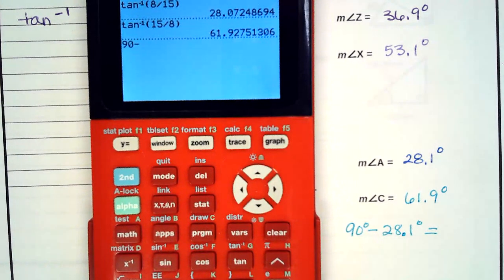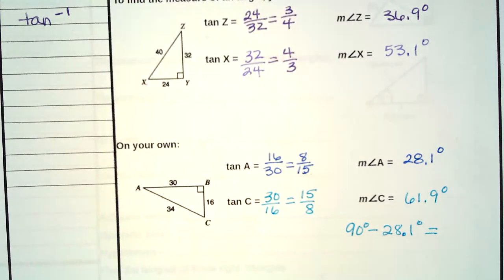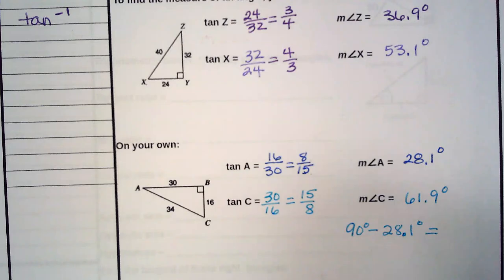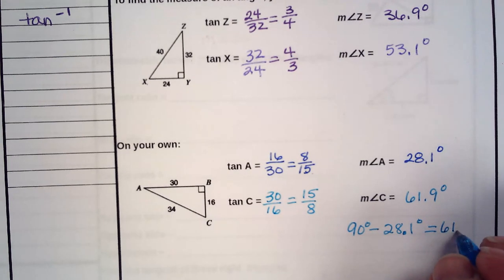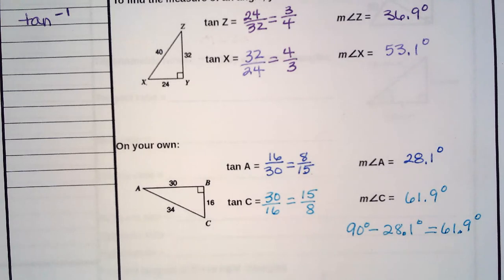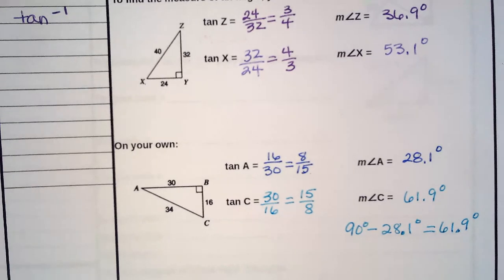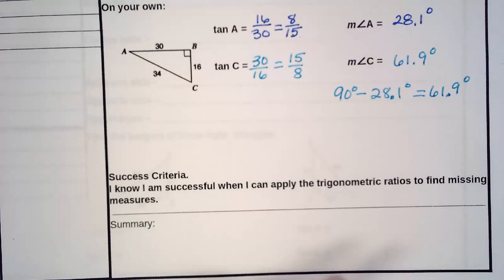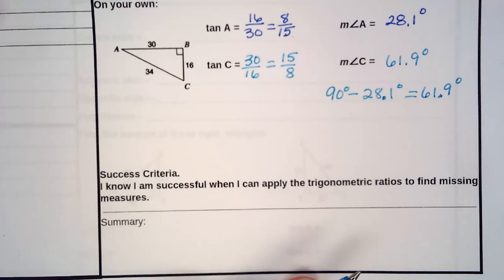90 minus 28.1 is also 61.9. So whichever way you do that second angle measure will depend on how you want to do it. I've always found it quicker to put in the tangent inverse, the sine inverse, the cosine inverse, whichever inverse you use, and then that fraction, rather than subtract it from 90 degrees. But either way it's possible.